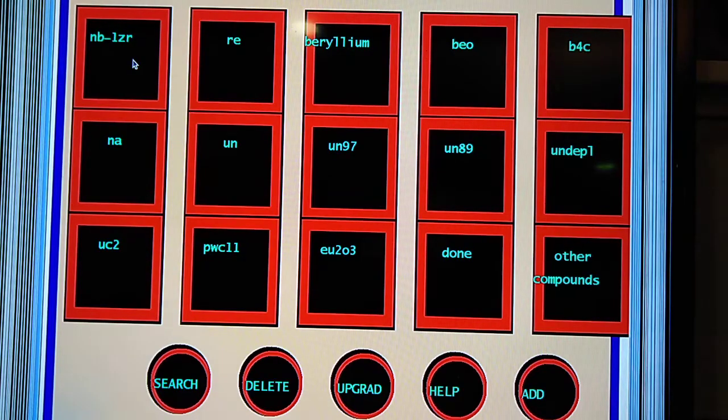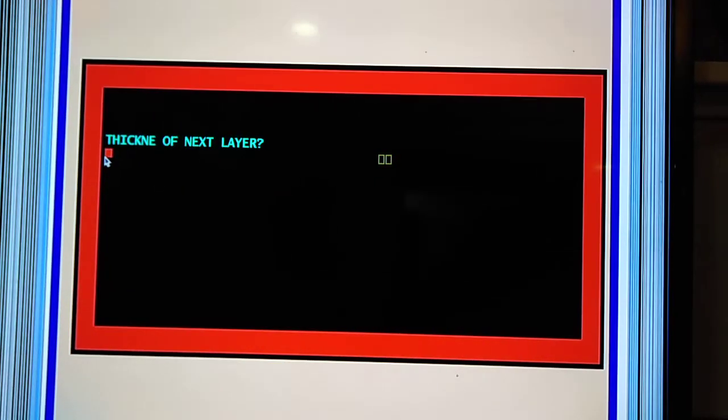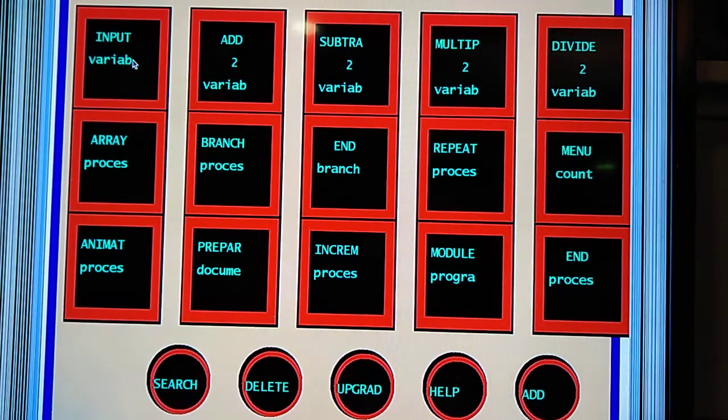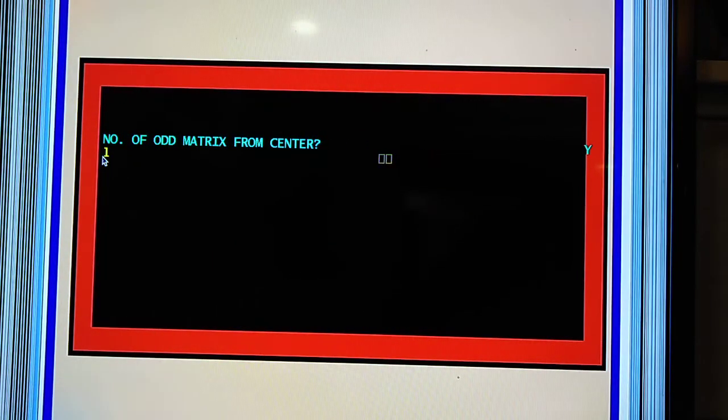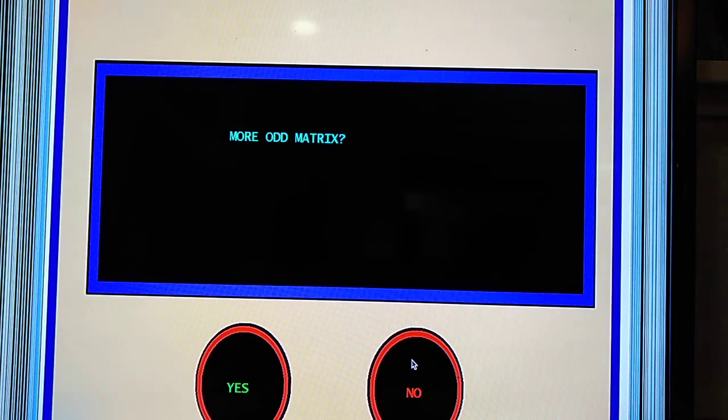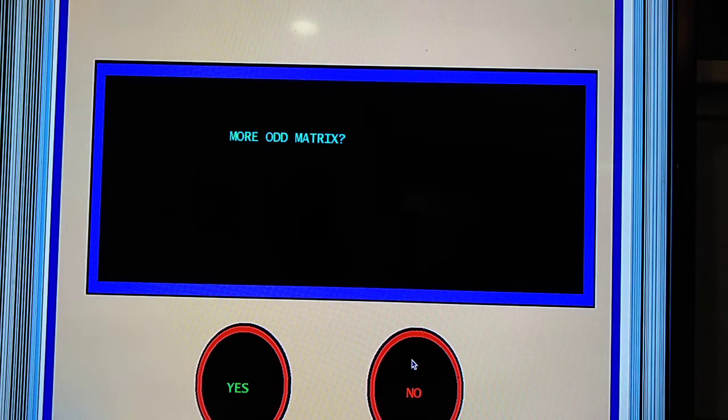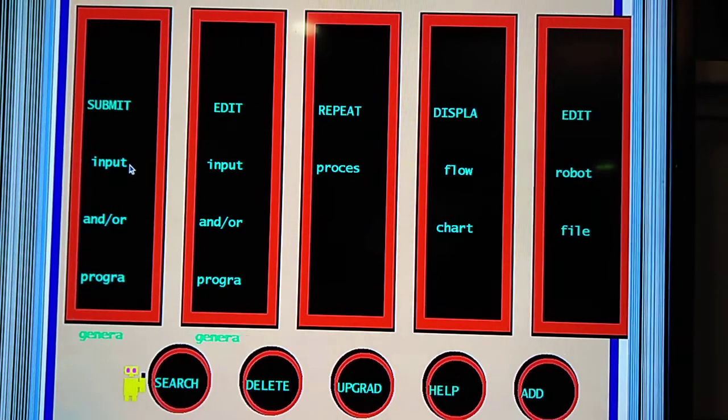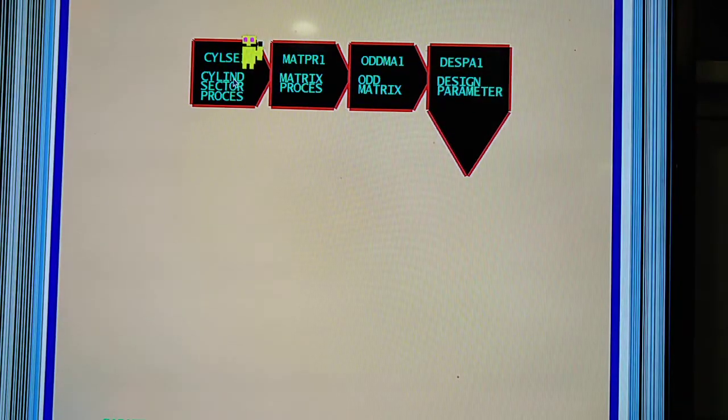No, it's not a conflict. Material thickness or next layer, there's no layer. So R boundary, input, number of R matrix from center, no. More R rod, no. Submit. Okay. So we got it.